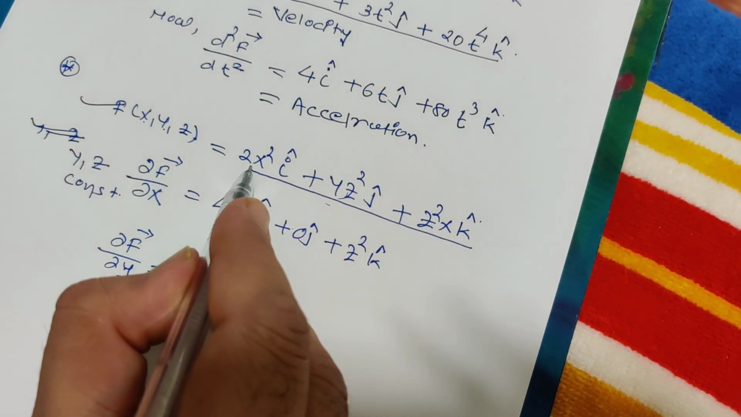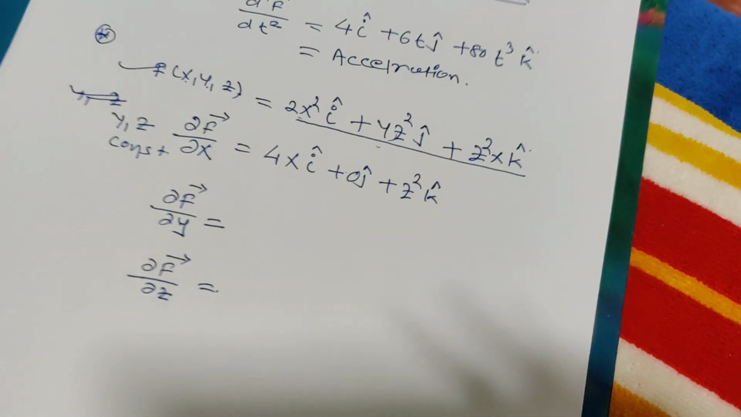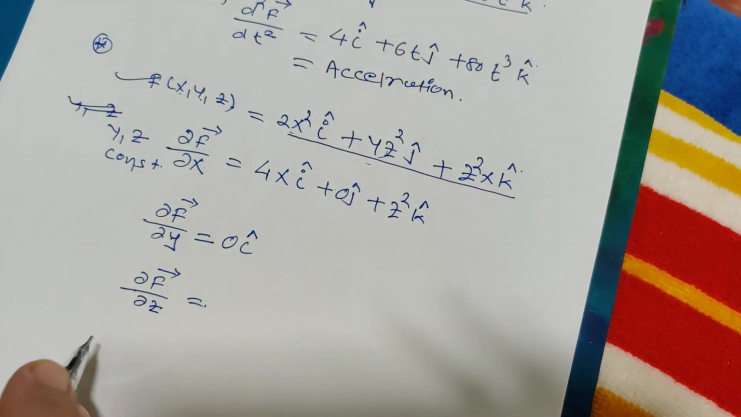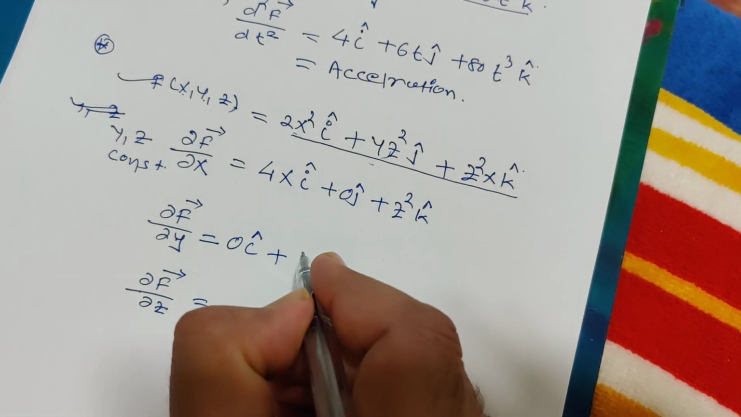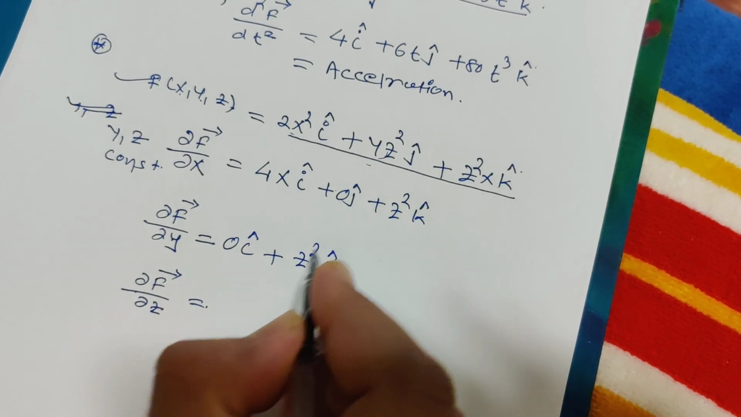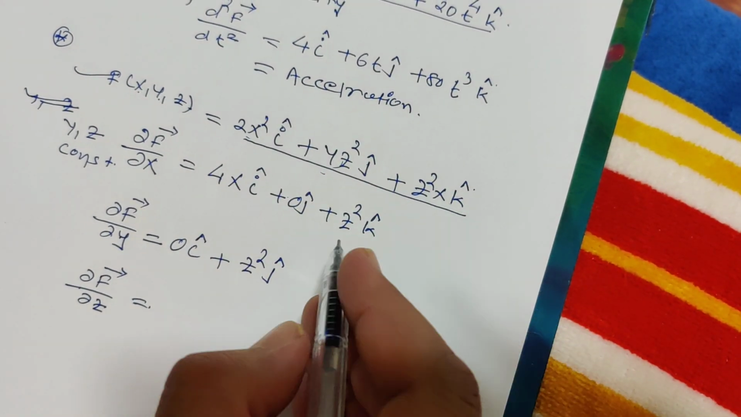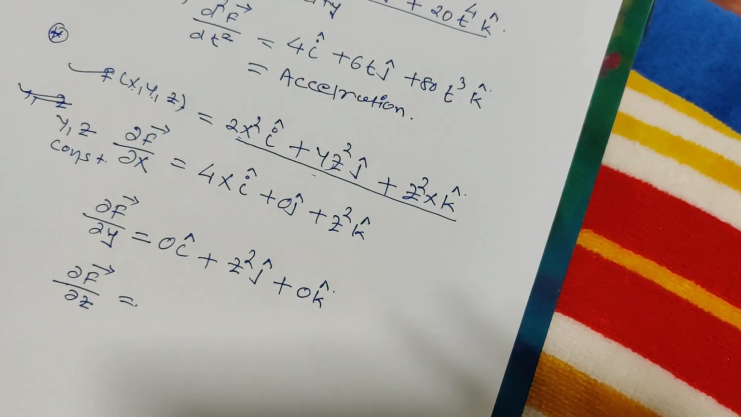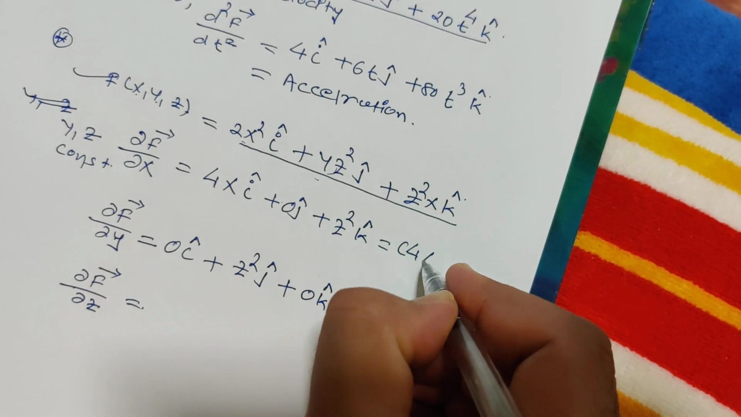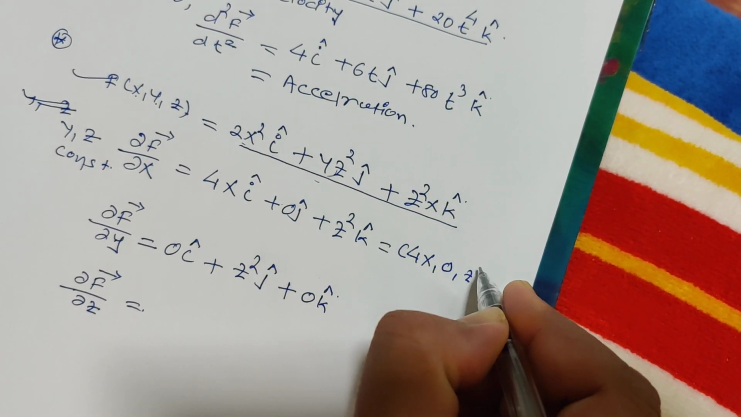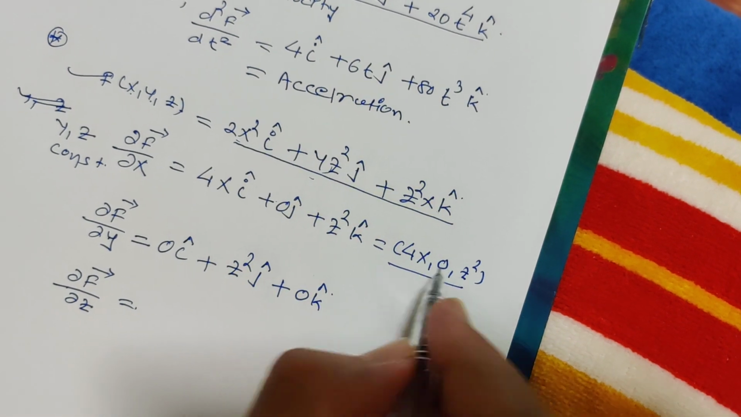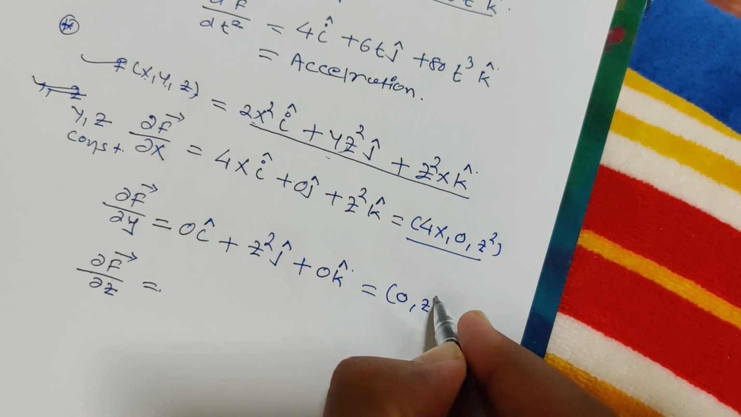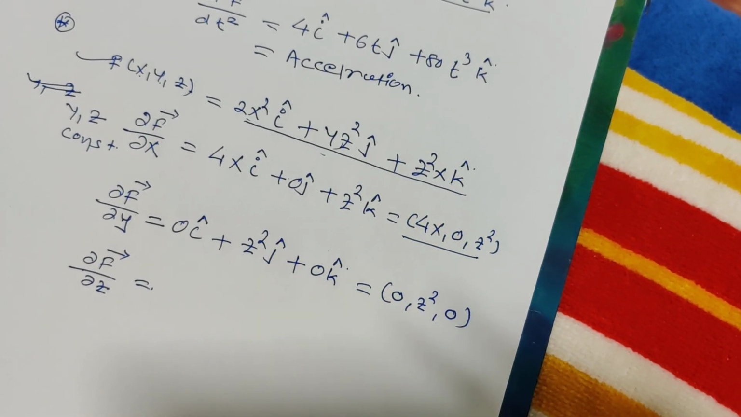Similarly, you can find the partial derivative of this function with respect to y. So there is no y, so it is 0i, y is there, so 1 into z square is z square j caret, and there is no y, then this becomes 0 k caret, students. Here you can also write 4x, 0 and z square. This is also one of the vector form, students, and here you can also write 0, z square and 0.